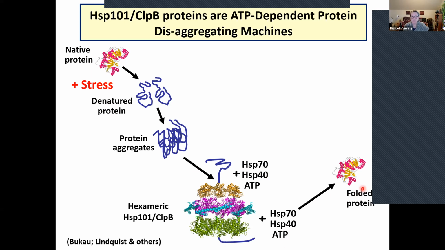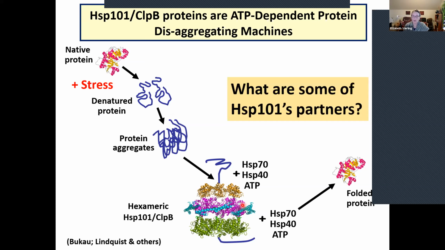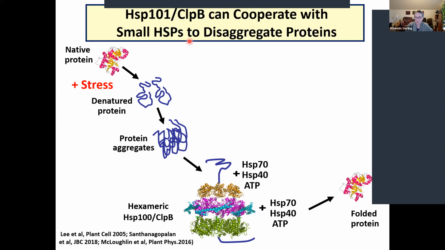One of the questions we wanted to ask was what kinds of other proteins are involved in this process. What are some of the partners of HSP101? One thing that we were able to show is that in addition to this chaperone working in the unfolding process of denatured proteins, the small heat shock proteins also cooperate with HSP101 to disaggregate proteins. And that can be seen in this model.